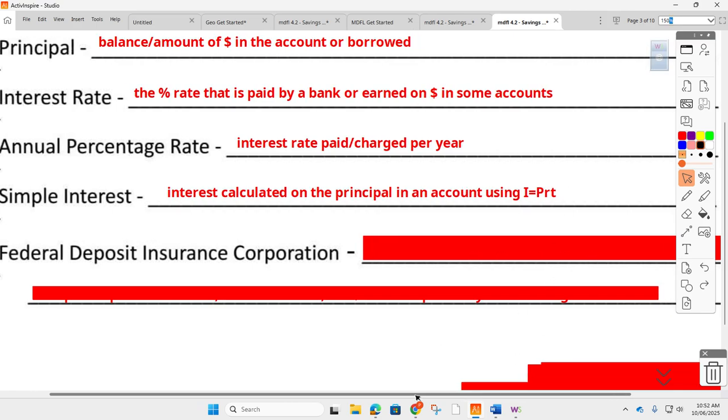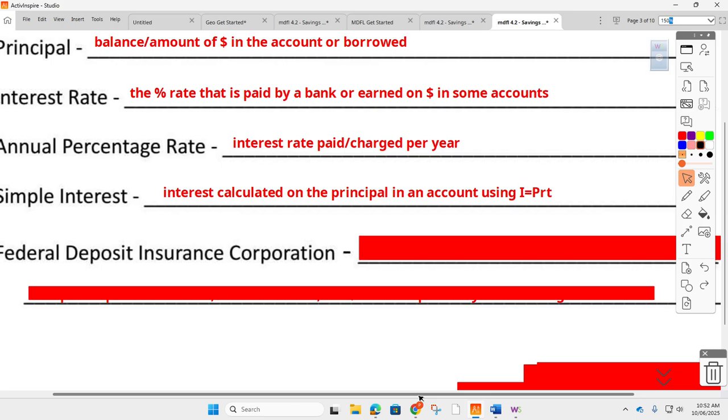Federal Deposit Insurance Corporation. Looks like a bunch of people still writing. I'll pause my yapping.